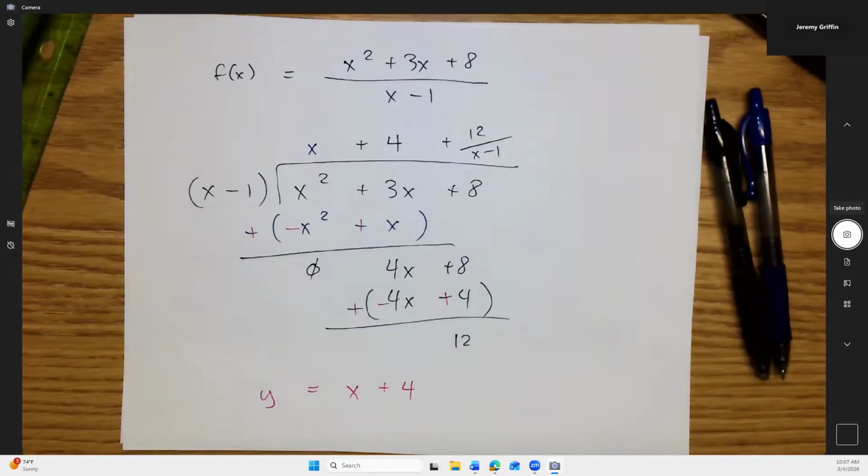I think I have time to throw that in Desmos real fast. While you guys are copying that down, because some of you need to copy that down for review, I'm going to type that equation into Desmos. F of x equals, because I want you guys to see this oblique asymptote.